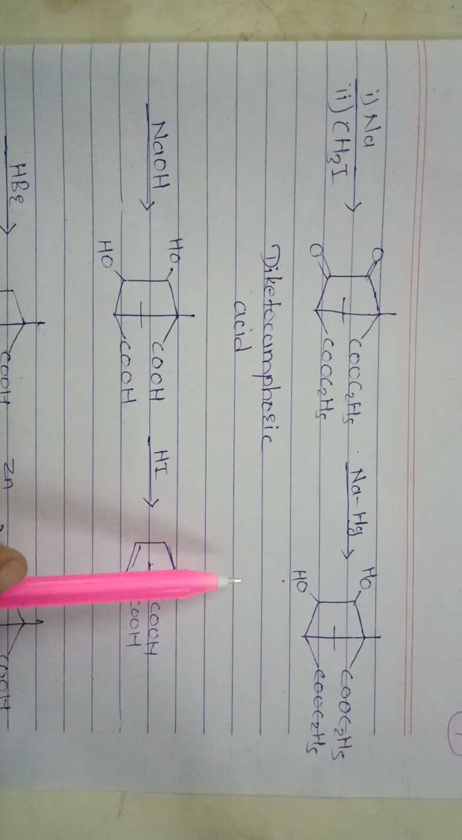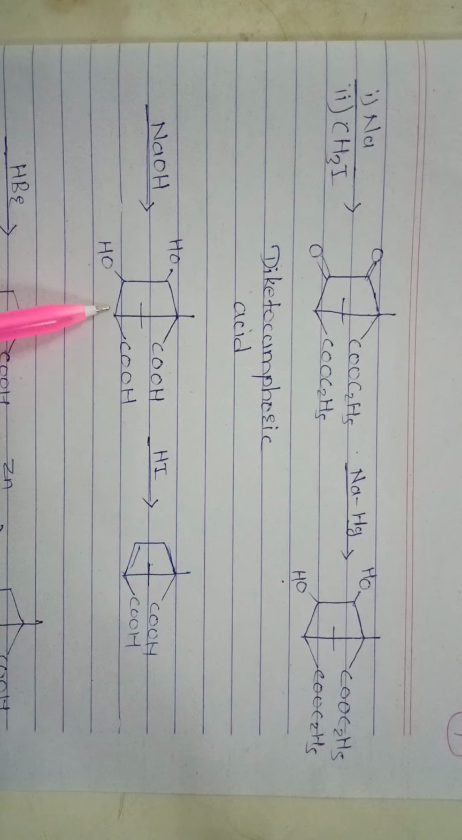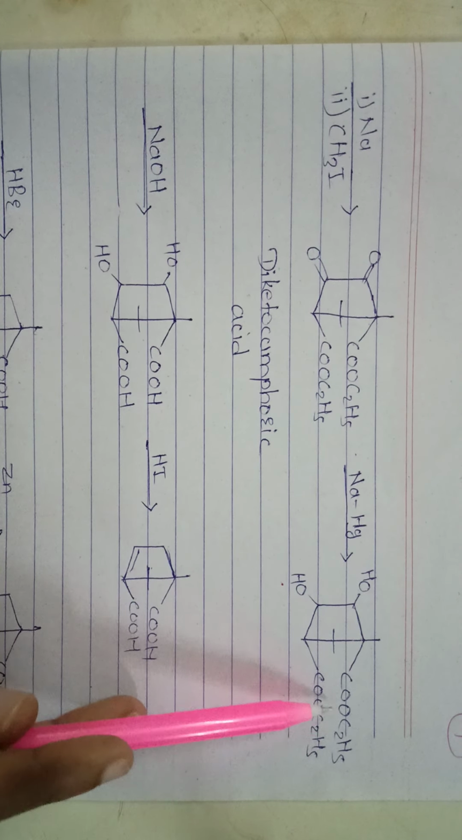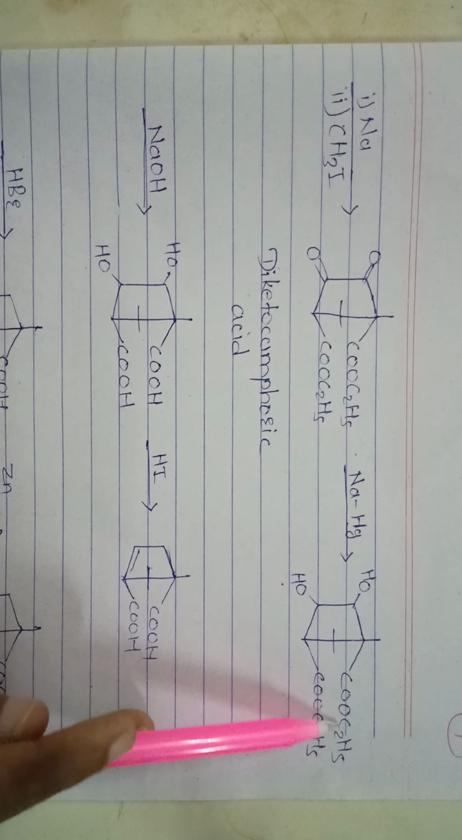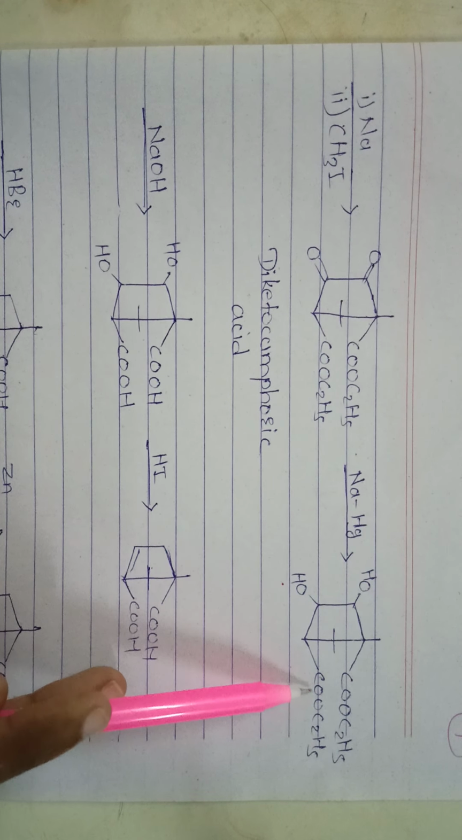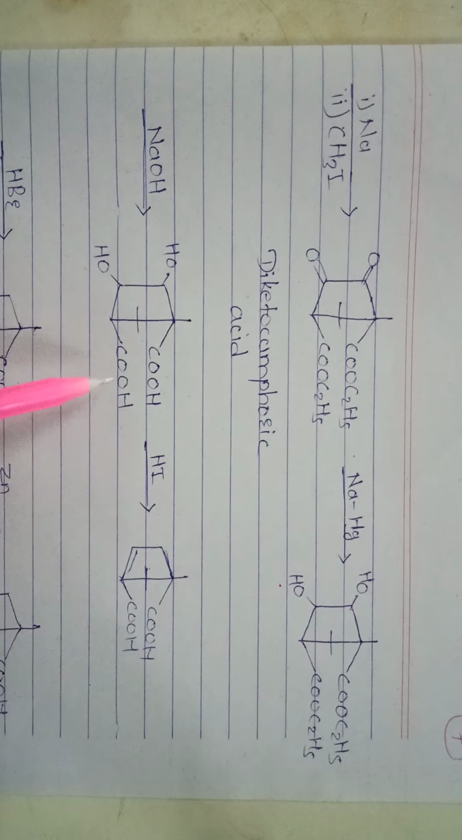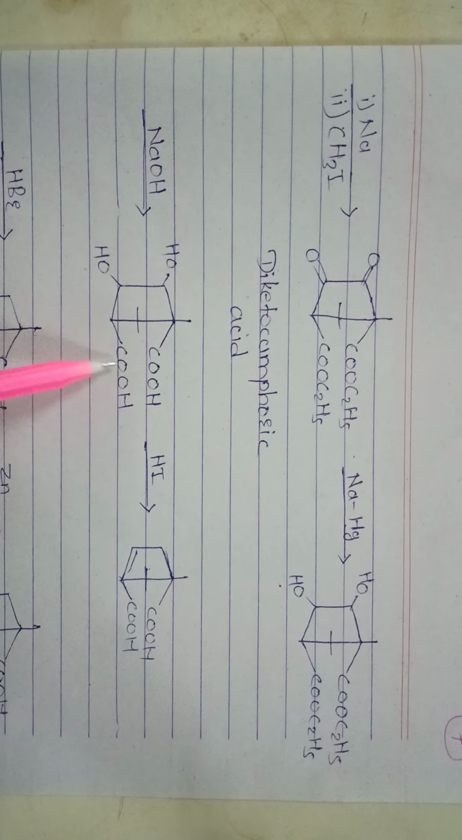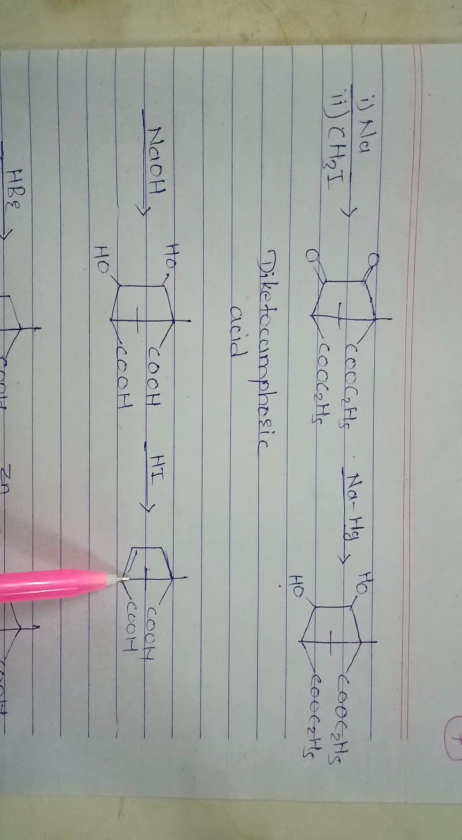Then in the next step, in the presence of sodium hydroxide, these two ethyl ester groups are converted: ethyl is removed and the ester group is converted into the acidic group. Then in the presence of HI, this OH group is reduced and a double bond is formed.